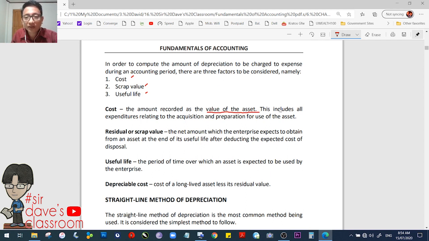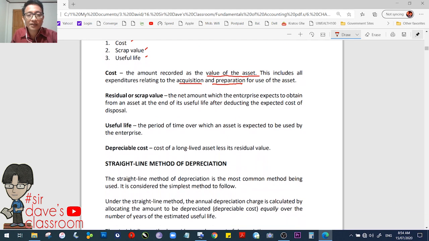Tulad ng sabi dito, this includes all expenditures relating to the acquisition and preparation for use. All other capitalizable costs plus the purchase price of the asset, if the asset is purchased. Residual or scrap value. The net amount which the enterprise expects to obtain from an asset at the end of its useful life after deducting the expected cost of disposal.